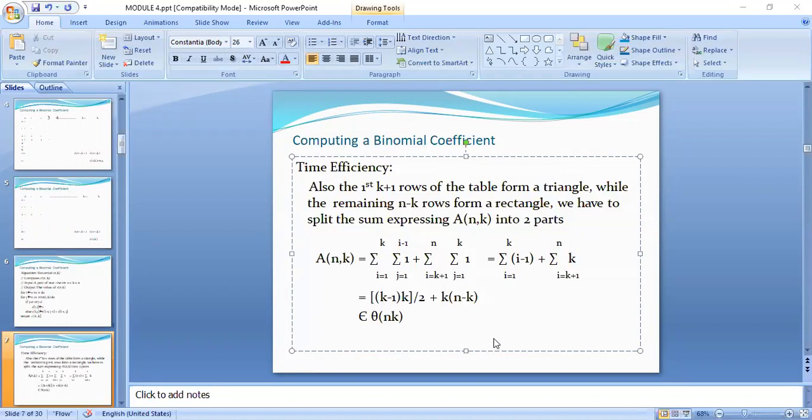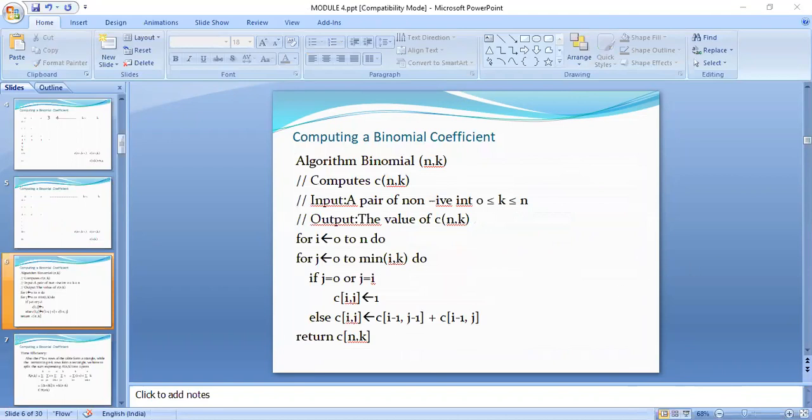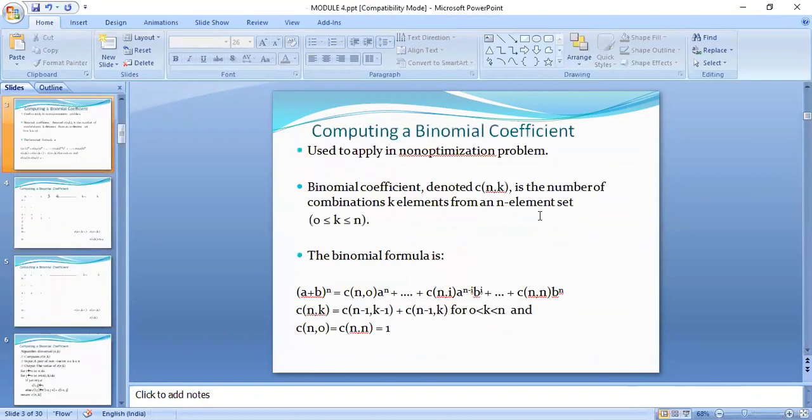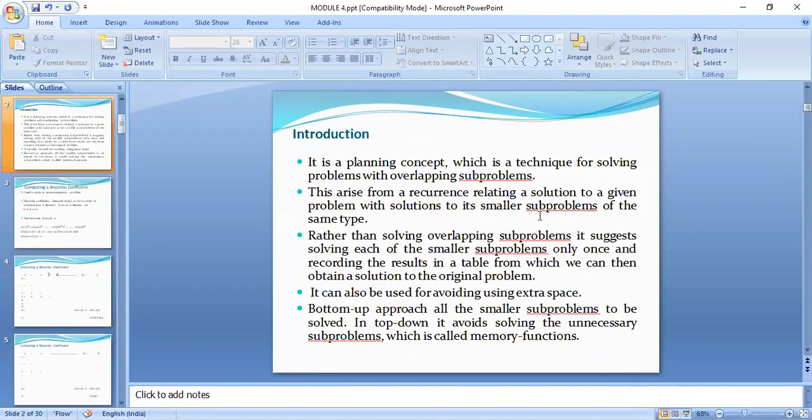coefficient. So in binomial coefficient, we have to see how the problem is being given. If you see the problem, you will get to know that it is based on a recurrence relation. We are solving it, and you will be having smaller subproblems of the same type. So if you have overlapping subproblems, each subproblem will be solved once and recorded in the table. It is applicable for the Fibonacci sequence also.